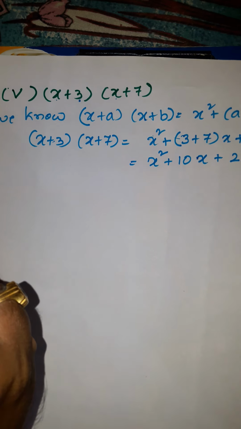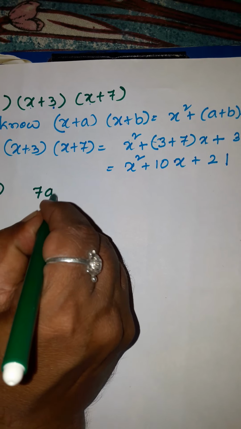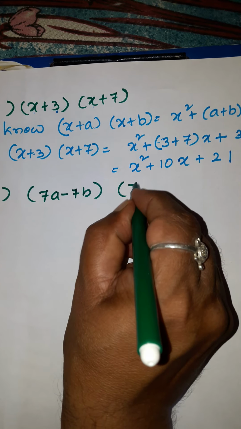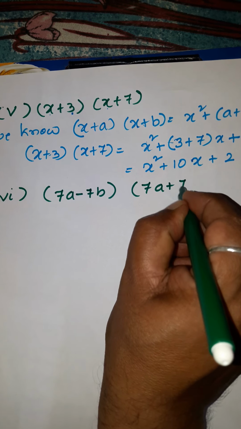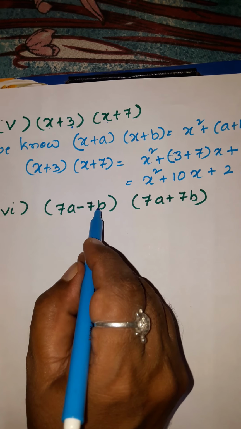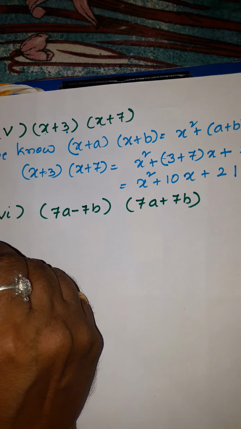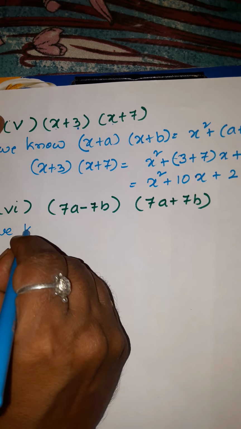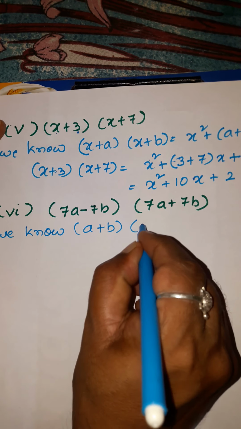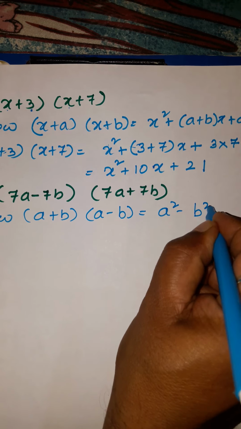Now sixth one. 7a minus 7b, 7a plus 7b. So you see that the terms are same, first and second, but only the sign is changing. So we have to apply the third identity. We know a plus b into a minus b is equal to a square minus b square.